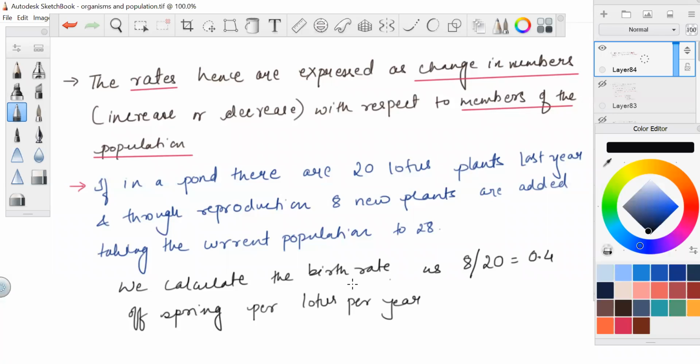So birth rate is calculated as the number of new plants, 8, upon what was the previous year. So 0.4 per lotus was added per year, or you can say offspring, so that no confusing word is made. Another example we will see. First note it down.